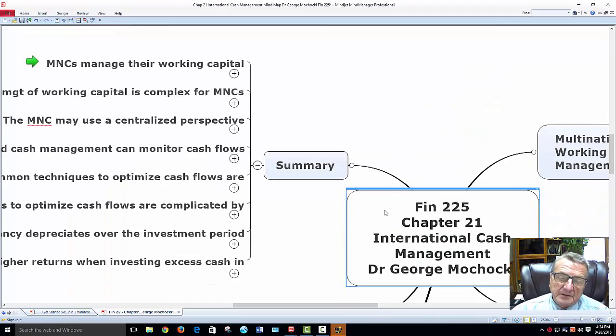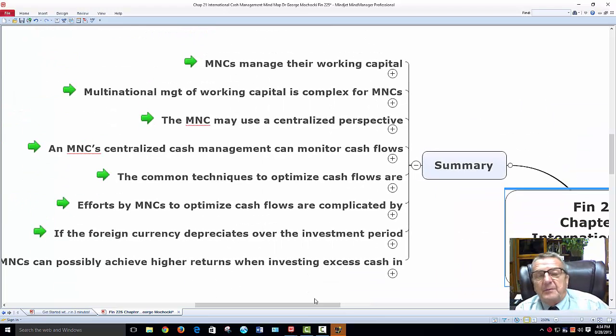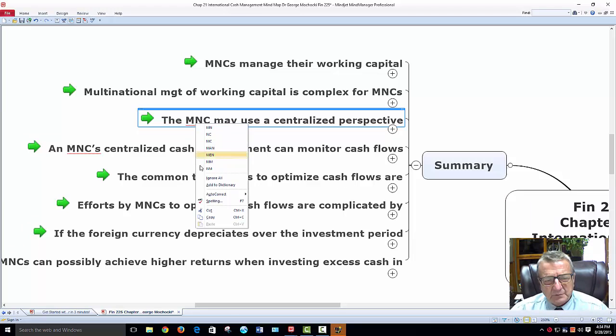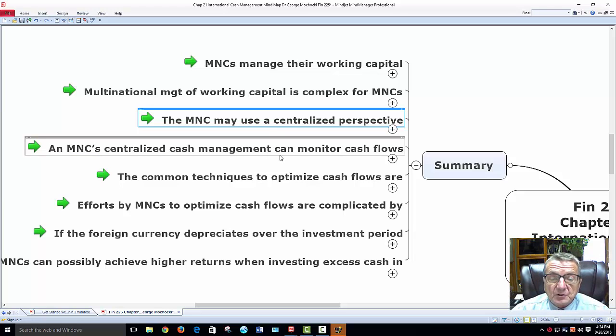Now, if I'm looking at the summary, the whole thing we've done, already it's an hour, or underneath an hour. The main topics: how do MNCs manage their working capital? How do MNCs or multinationals, I put it in there just in case you don't remember. Always trying to reinforce multinational management of working capital is complex for MNCs. MNC doesn't have the S. The only thing with this program is I just added. MNC may use a centralized perspective. MNC centralized cash management can monitor cash flows.